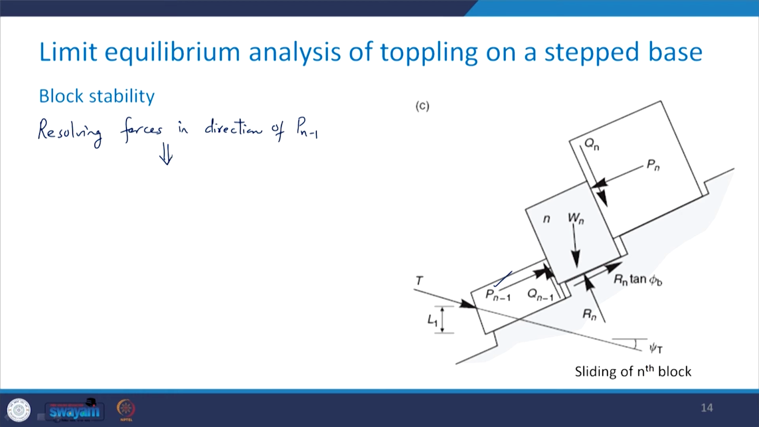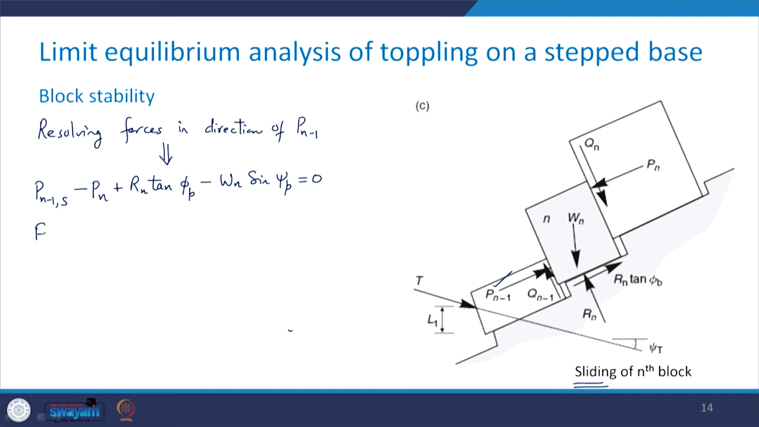What we will get is Pn minus 1 comma S. Why am I using S here? Because now I am taking the sliding of the nth block. So, this minus Pn plus Rn tan of phi p minus Wn sine of psi p is going to be equal to 0.